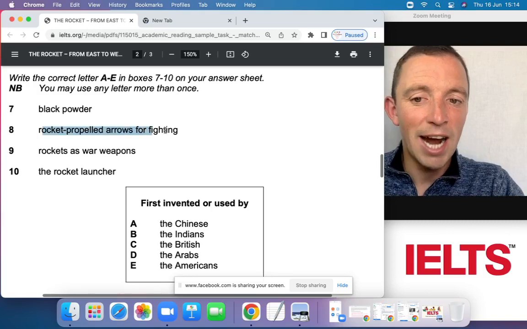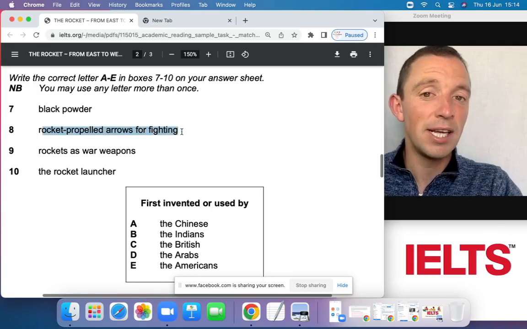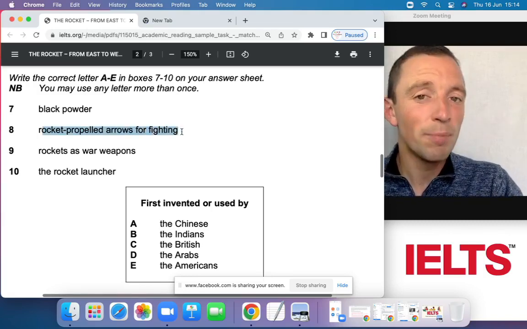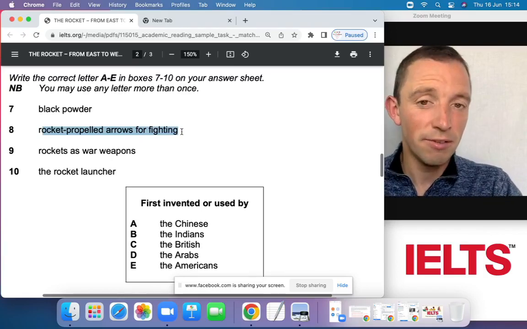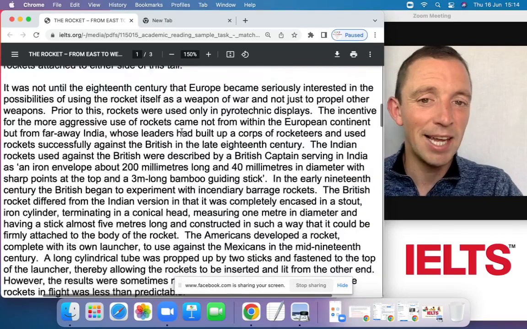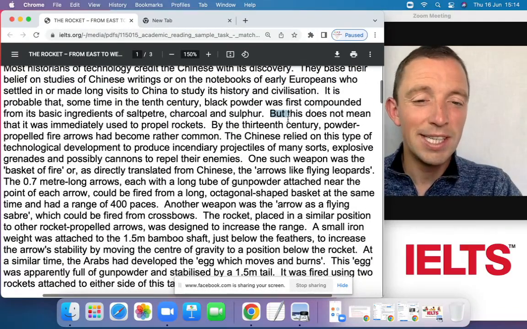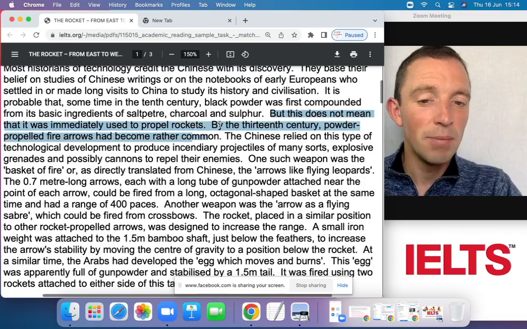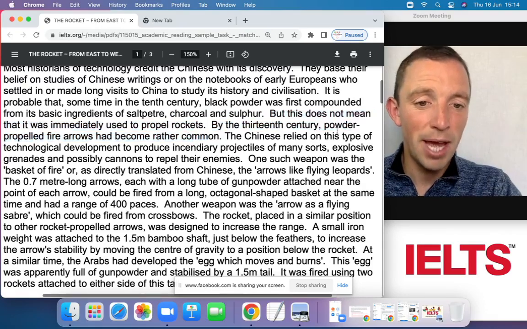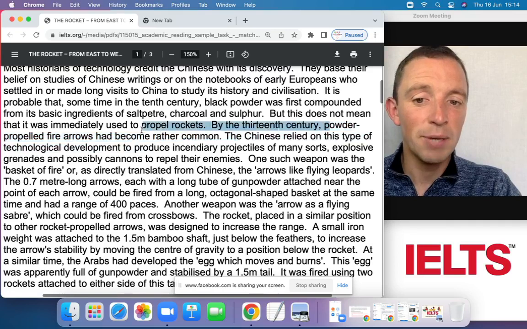Rocket propelled arrows for fighting. We need to find this in the text. Rocket propelled arrows for fighting. So let's look at the text again. We continue. But this does not mean that it was immediately used to propel rockets. By the 13th century, powder propelled fire arrows had become rather common.